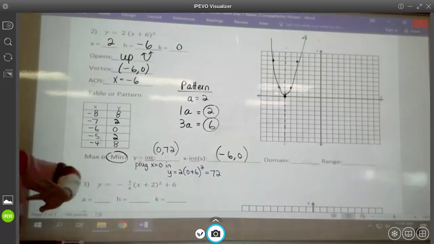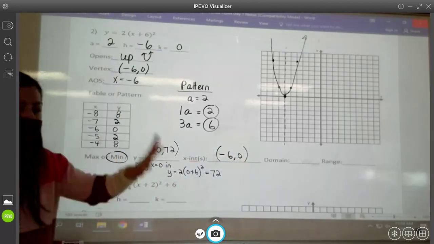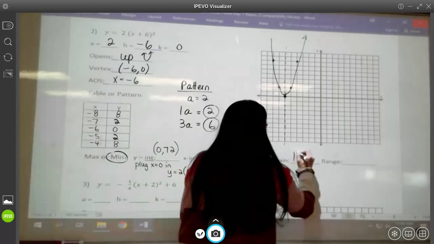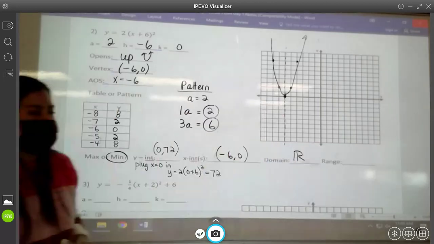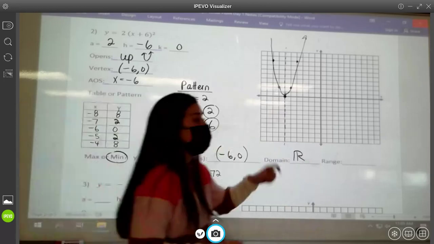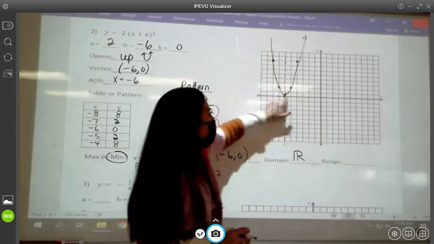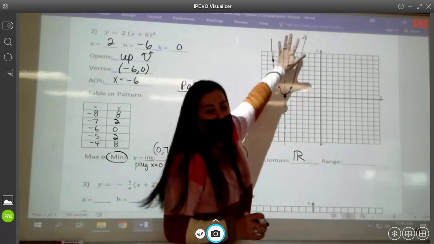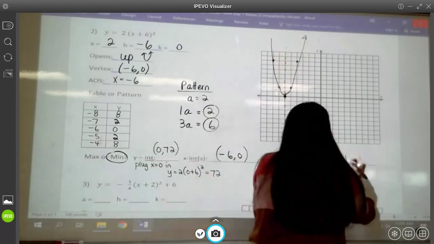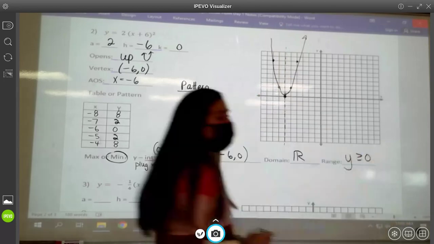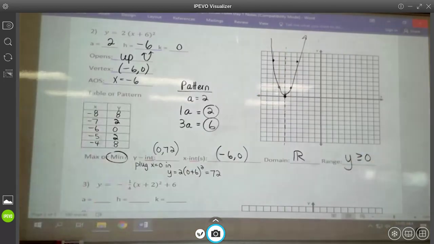All right, the domain. The domain of all parabolas and quadratic functions is all real numbers, right? All x's are going to live on this graph eventually. And then the range, the y values, guys, the y values are all up here. But the lowest y value is 0. And then all the other y values are bigger than that. So y is greater than or equal to 0. And you're done. Everybody okay?